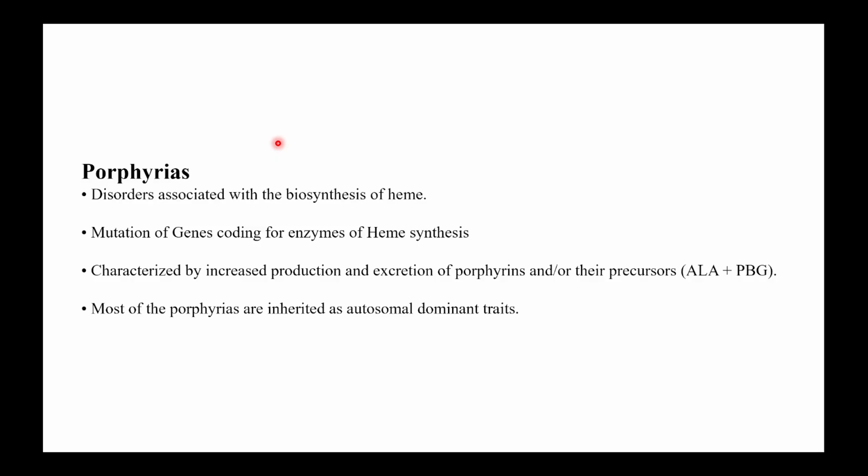And this can arise due to mutations of genes coding for the enzymes in the heme synthesis. You saw multiple enzymes are there in the heme synthesis pathway, right? So there could be mutations in any of those genes coding for the enzymes. Any of those enzymes could be defective, leading to different types of porphyrias.